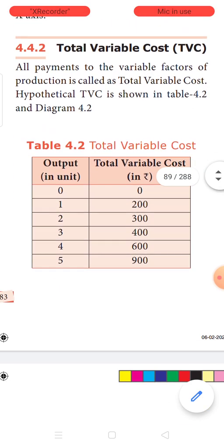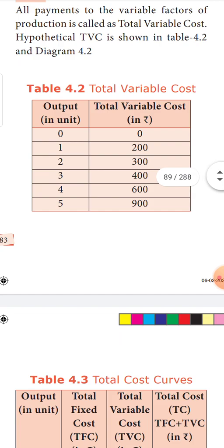Again, we have a hypothetical table, which means some fictitious numbers are given for us to understand. No one has incurred this expense, but for our understanding we have taken some arbitrary numbers. Output is in the first column and total variable cost in the second column. When output is 0, no raw material is spent, no wages are given, and there is no fuel cost, so variable cost is also 0.